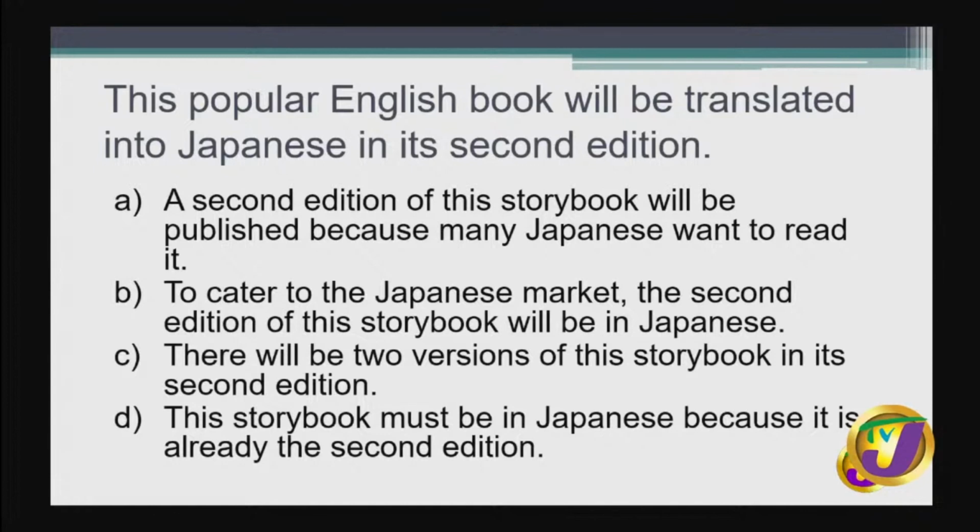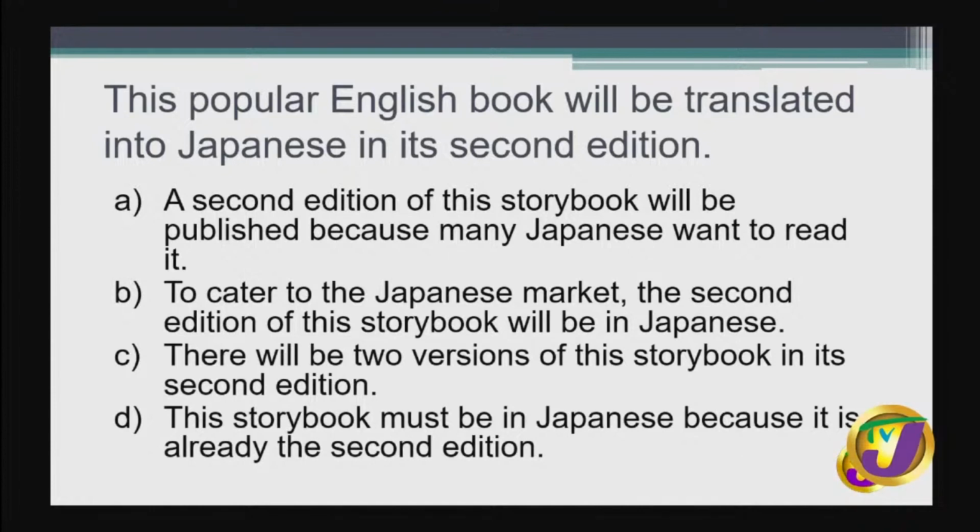Remember now, of these four, which one of them says this popular English book will be translated into Japanese in its second edition? Think very carefully. Yes, you're working against the clock, but you don't want to throw away the answer. Which of those four do you believe best captures that idea? All right, judgment time. Did you get this answer?